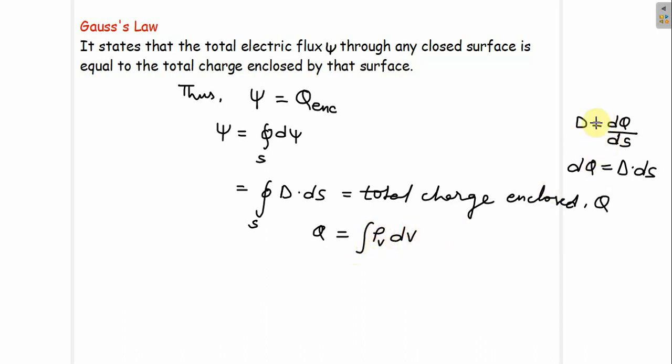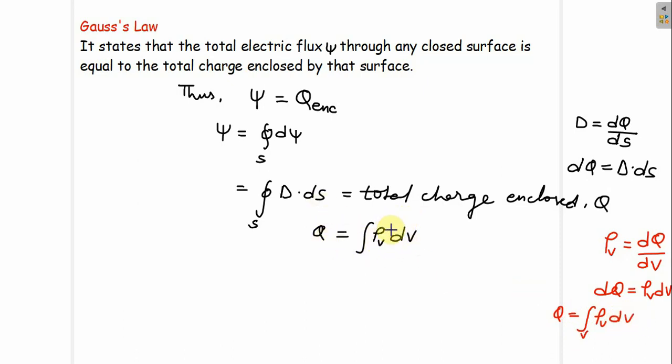Like we write for the surface charge density, similarly we have the volume charge density also. So how do we represent this volume charge density? Obviously this rho v is dq upon dv. So whenever we need this dq, we can write it as rho v dv, and after integration it will become the volume integral of rho v dv. So Q equals the integral of rho v dv.